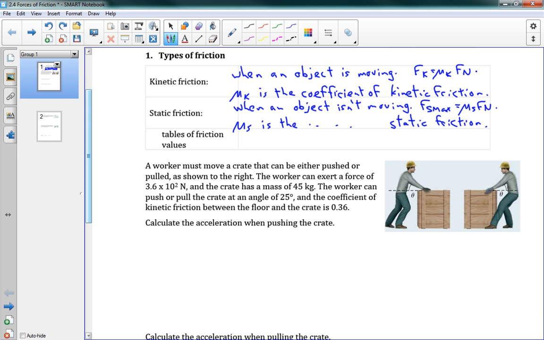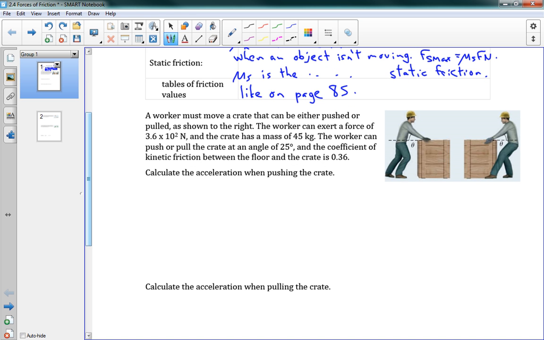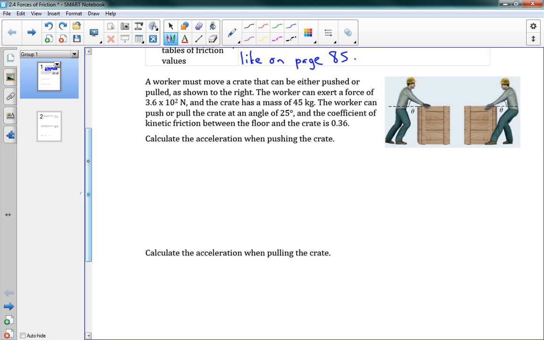Alright, and to get your values of mu for the different coefficients of friction, we use a table of friction values, like the one on page 85. So if I know I have steel on ice, I go to my table on page 85, and I can look up the coefficient of friction there. But on tests, you'll either be given a table, or you will have the coefficients told to you in the problem, like in this problem below here, where it tells us the coefficient. So we'll look at this problem.